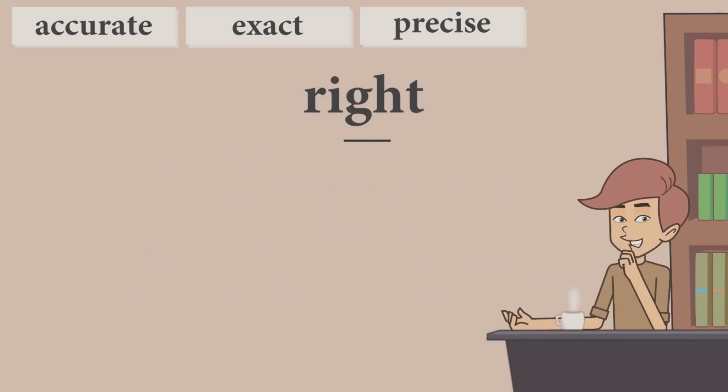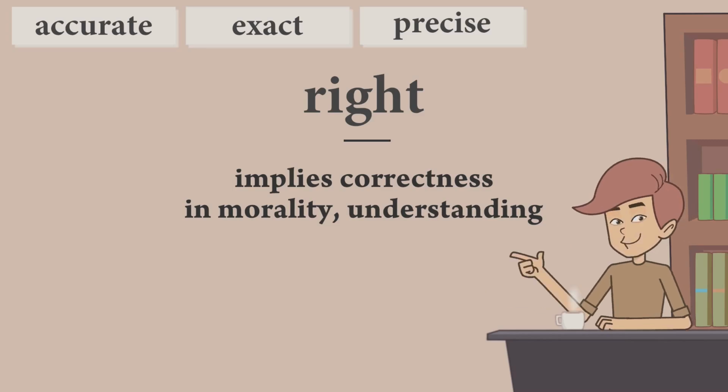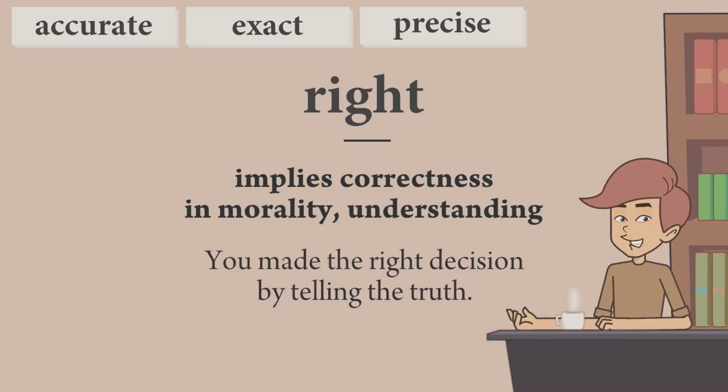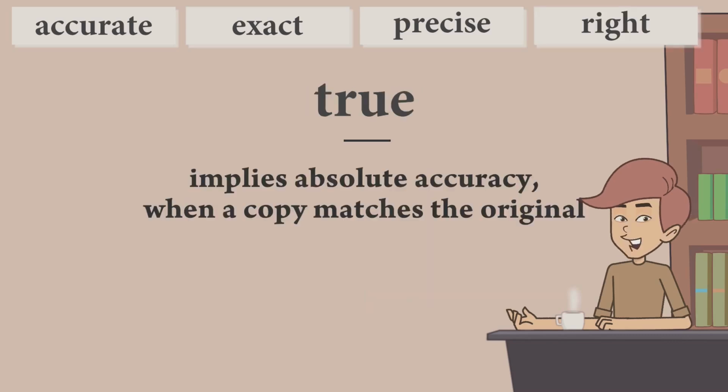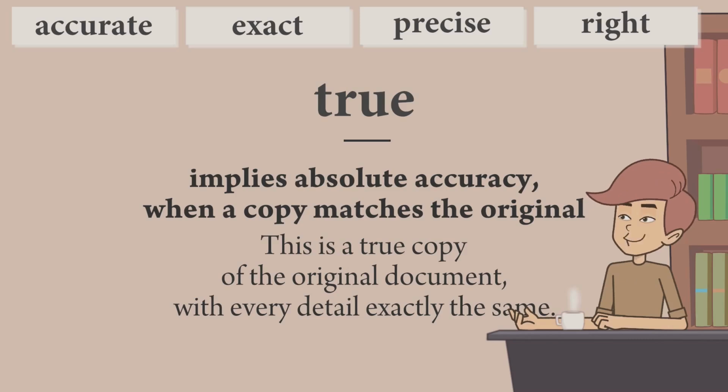Right is widely used and can be interchanged with correct, but it often implies correctness in morality, understanding, or behavior. You made the right decision by telling the truth. True implies absolute accuracy, especially when a copy or reproduction matches the original perfectly without any difference. This is a true copy of the original document, with every detail exactly the same.